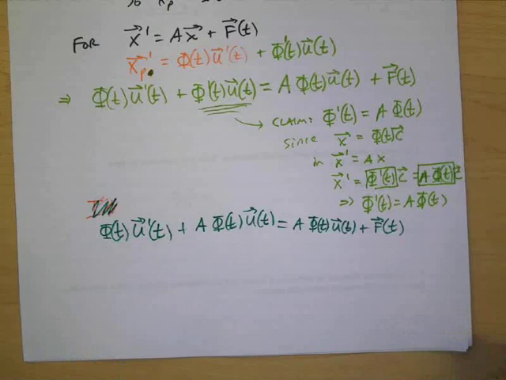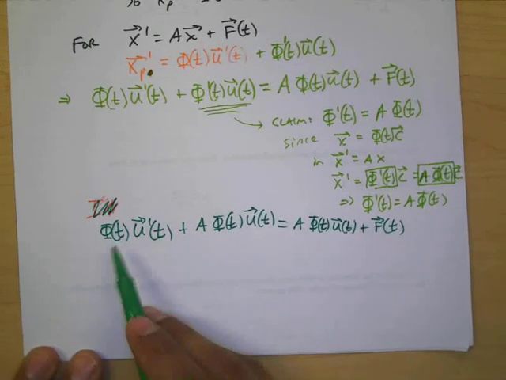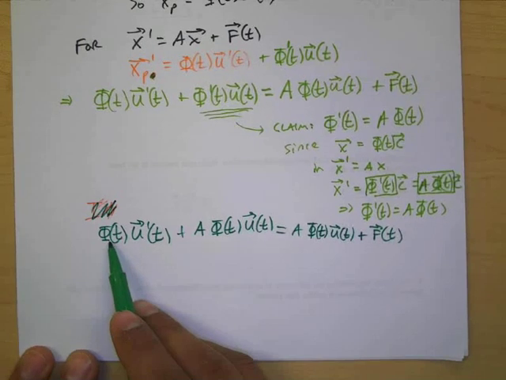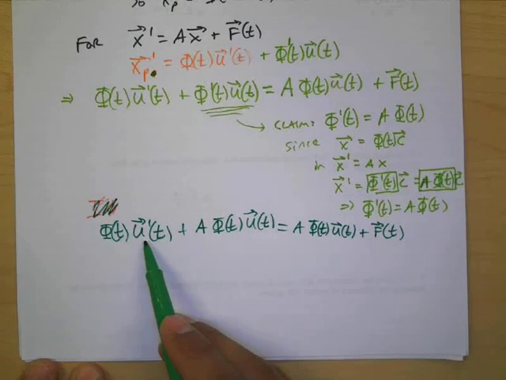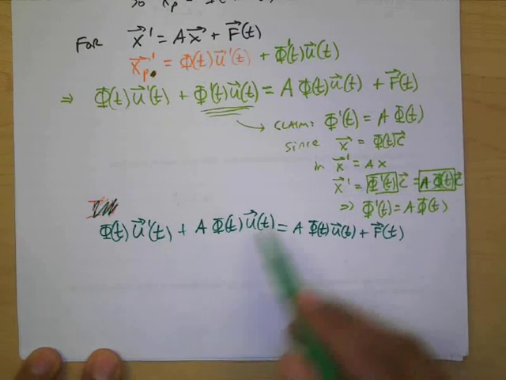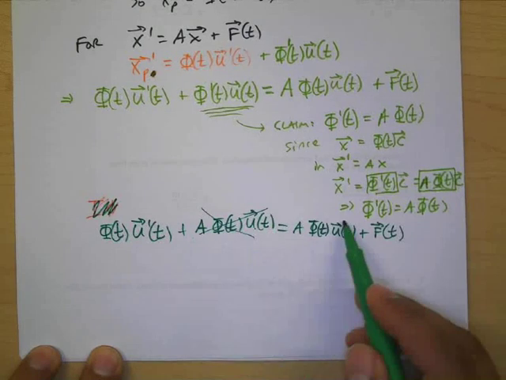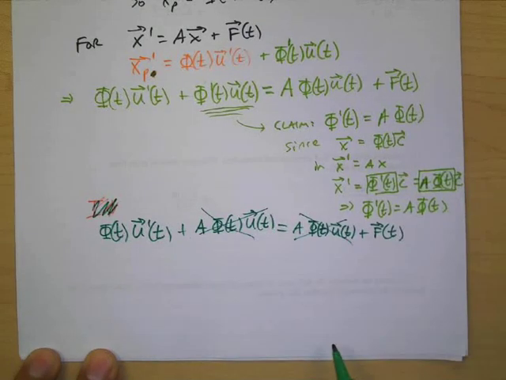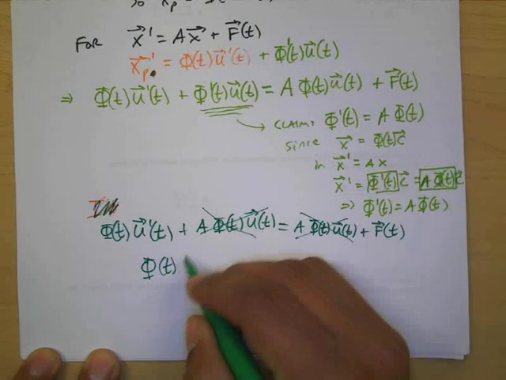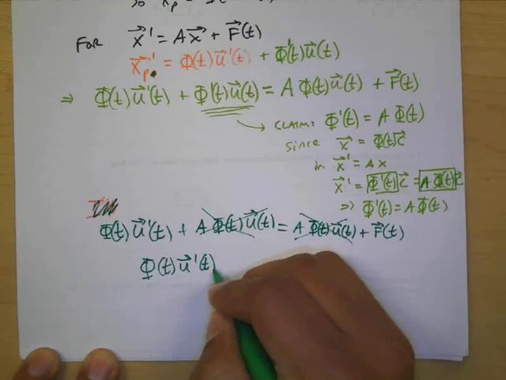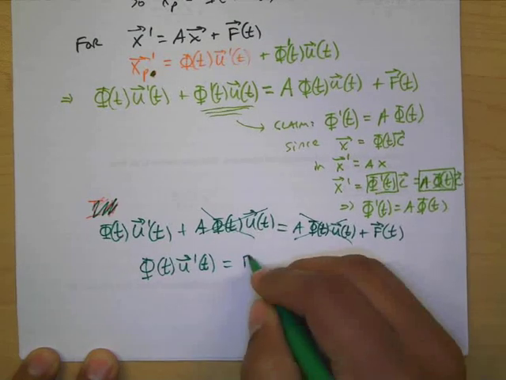At this point, I don't know what any of them are, so I'm trying to get it on the page. This is the fundamental matrix of solutions, so it consists of x1 as a column, x2 as a column. Well, yeah, that's the whole point. So these cancel. Okay. So now we have phi of t times u prime equals f of t.